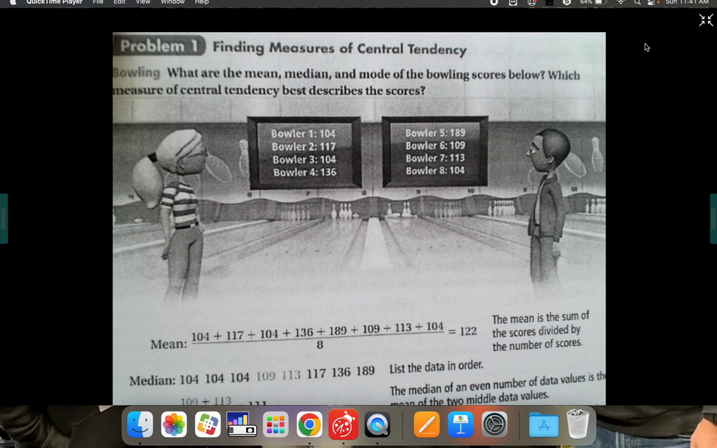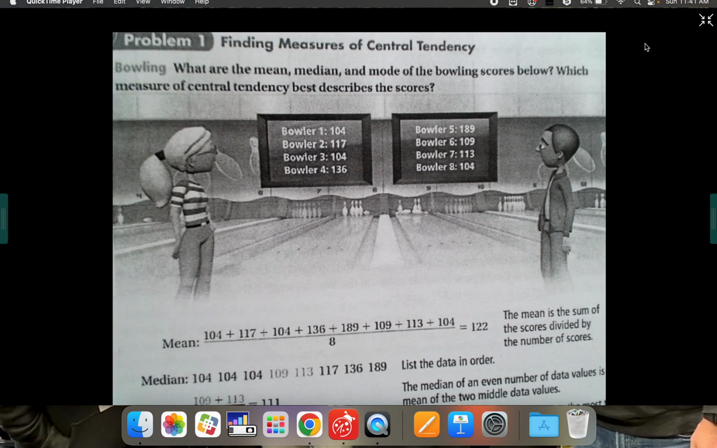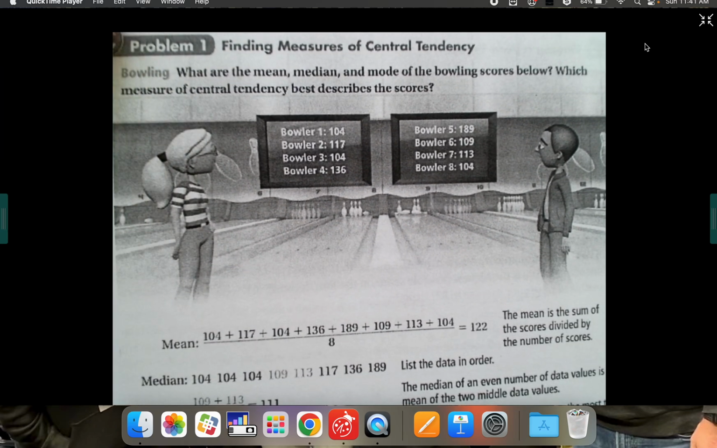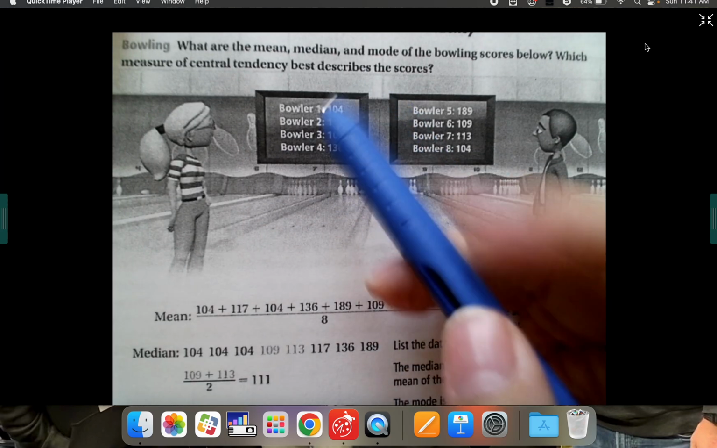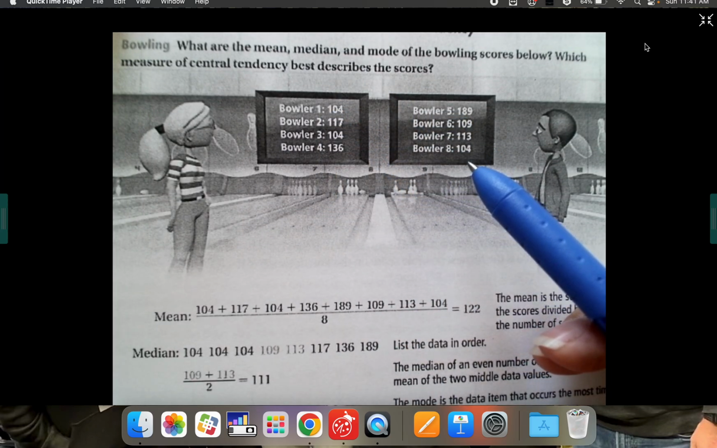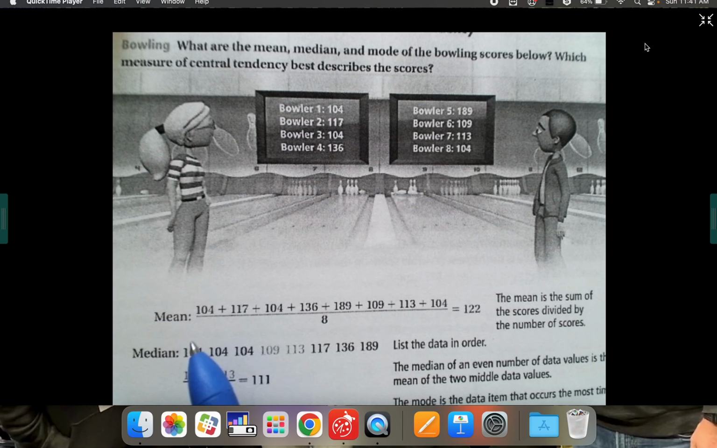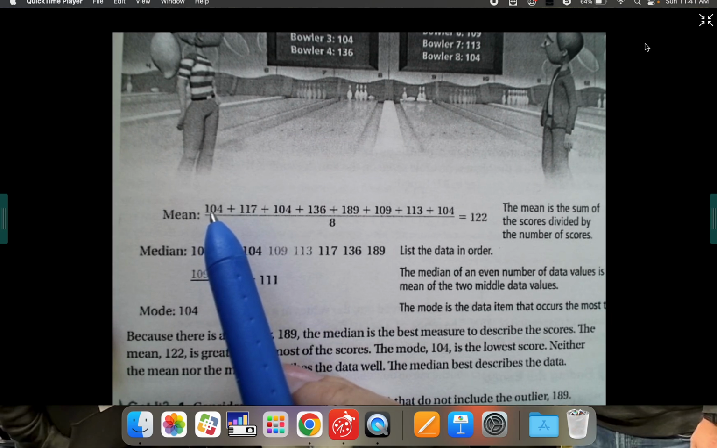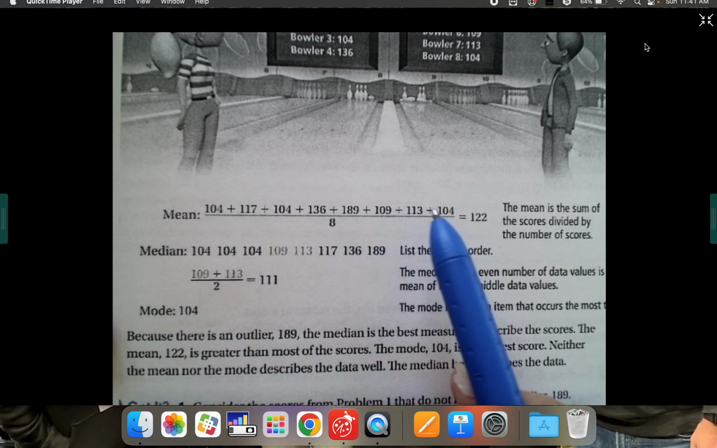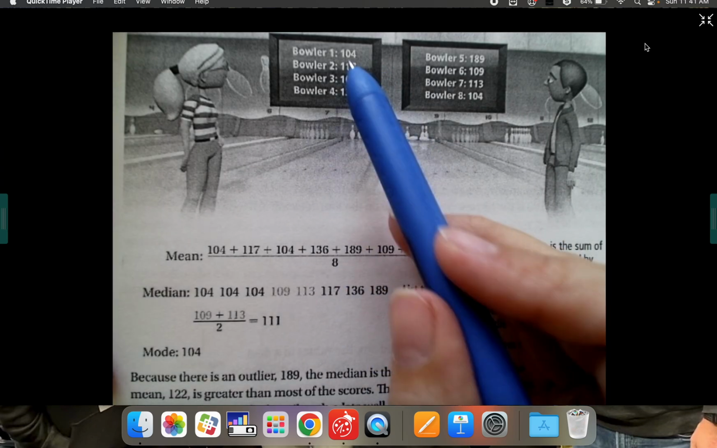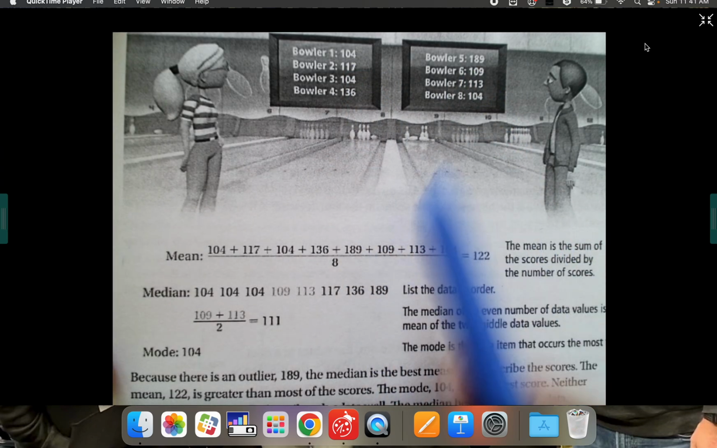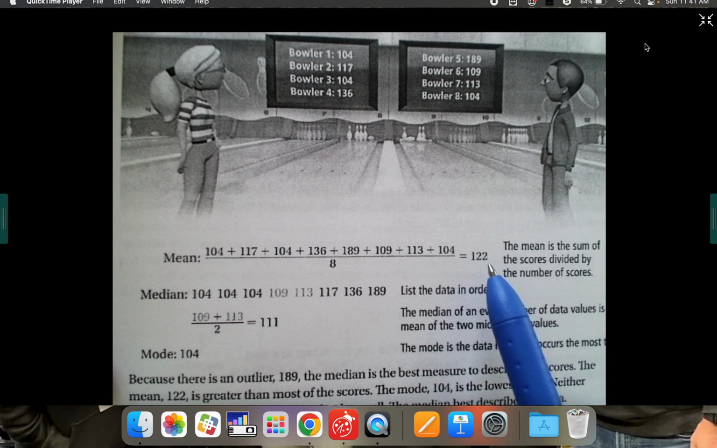Okay, so we're going to look at some bowling scores. What are the mean, median, and mode of the bowling scores below? So here's bowler 1, 2, 3, 4, 5, 6, 7, 8, all of their scores, and they have already done it for you. To find the mean, they added up all their totals. They divided by 8 because that's how many bowlers there are, and they got a total of 122.